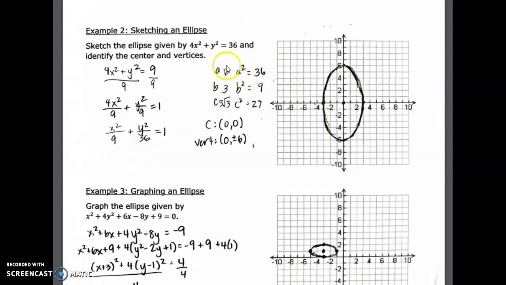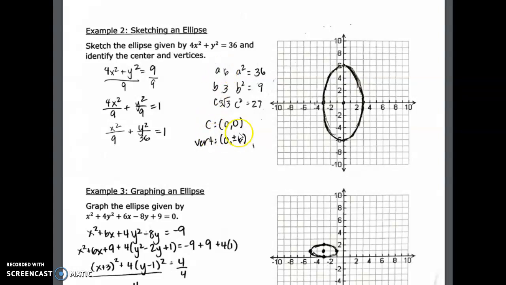So from that, I can get my little table. My a squared is 36. This is going to be a vertical ellipse because it's with my y's. My b squared is 9. I don't need it in this one, but my c squared I could find out is 27, which makes my a and my b 6 and 3, which is what I need to graph my ellipse.